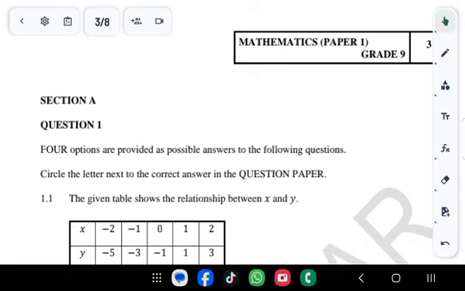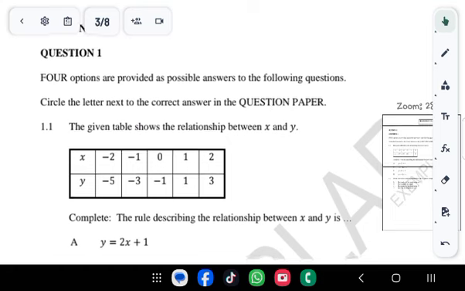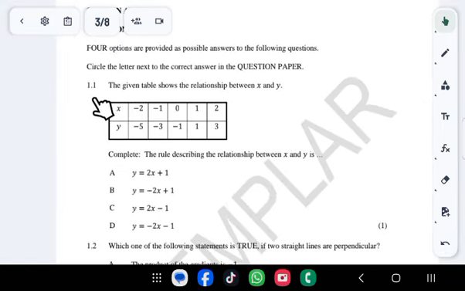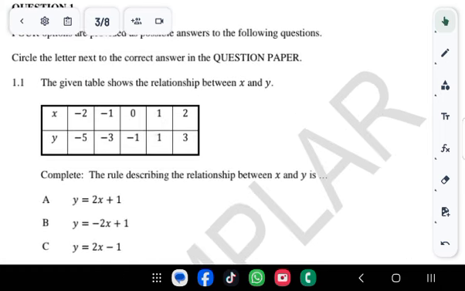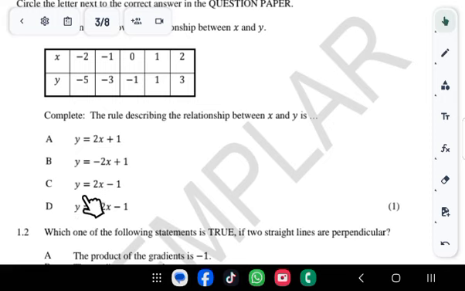Section A, this is a multiple choice question. Let's look at Question 1. It says four options are provided as possible answers to the following questions. Circle the letter next to the correct answer in the question paper. 1.1: The given table shows the relationship between x and y. Here is the table. The row describing the relationship between x and y is, and here are the options A, B, C, and D.